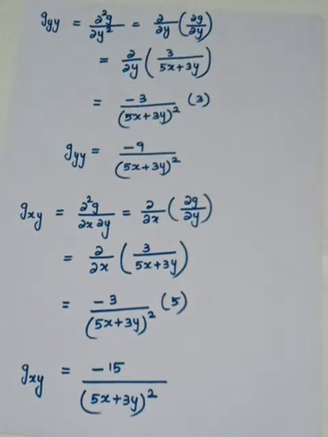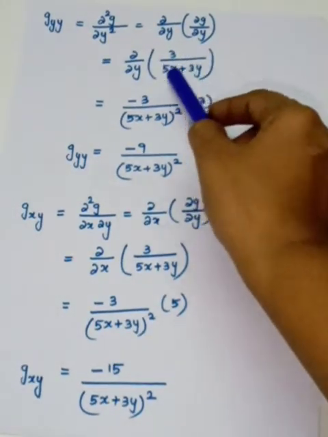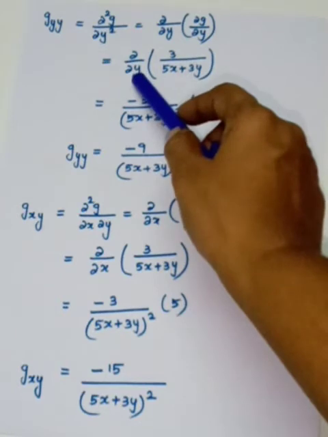And that has to be differentiated partially with respect to y. Again 3 is a constant, the same way it is in the form of 1 by x. So the differentiation of 1 by x is minus 1 by x squared. After that, what you have to do? This term which is kept as x, that has to be differentiated partially with respect to y.